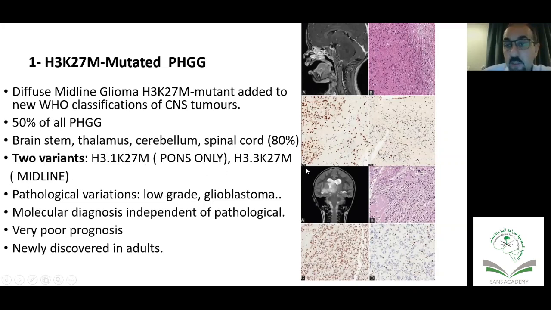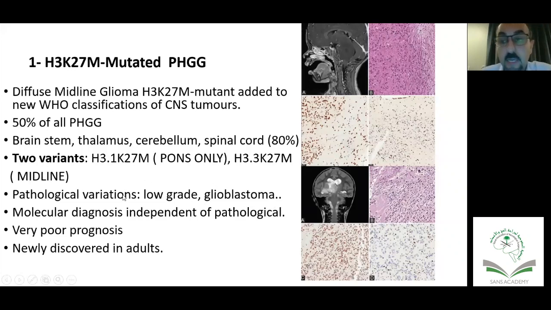We found two variants of this H3K27M: the H3-1, which is only found in the pons, and the other one, H3-3, which is in the midline, in the pons and the thalamus, okay? It's very important to know that when you look at the pathology of these tumors, it could be variable. For example, this tumor, which is from a reference I'll show you later, the pathology looks like a low-grade tumor, but the mutation was present and it behaved like a high-grade tumor, although the pathology is low-grade. This is an example where the pathology looks like GBM and it's mutant for H3.